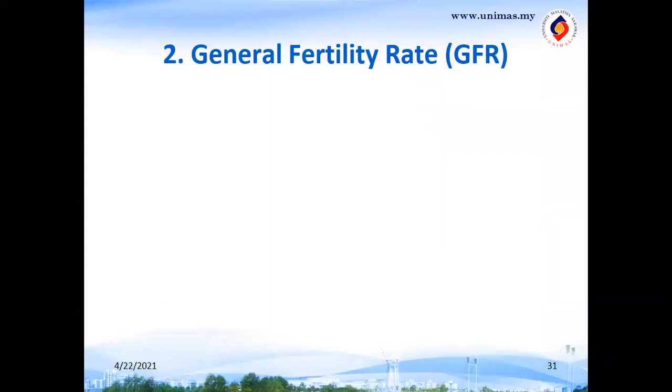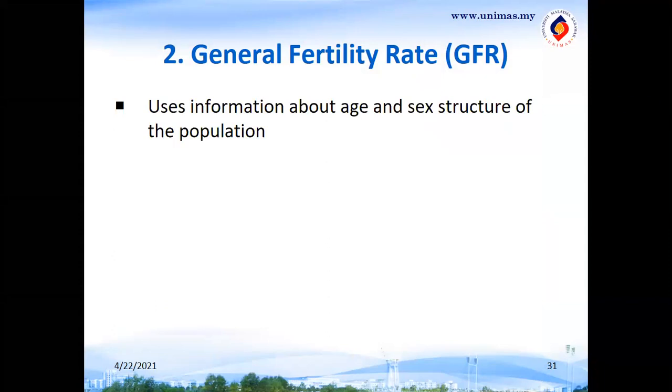The second one is known as the general fertility rate. General fertility rate ataupun saya guna simbol ataupun GFR short form dia, GFR. So the general fertility rate basically uses information about the age and sex structure of the population. Jadi the CBR tadi tidak, ya. CBR did not take this into account. Tapi general fertility rate it takes into account the structure of the population in terms of age and also in terms of gender ataupun sex.